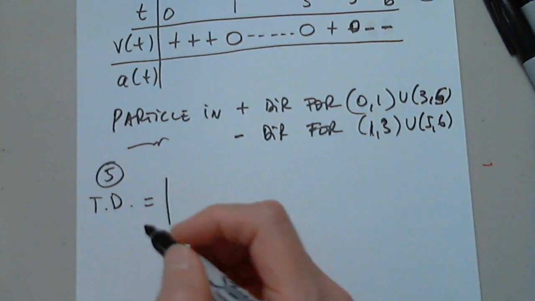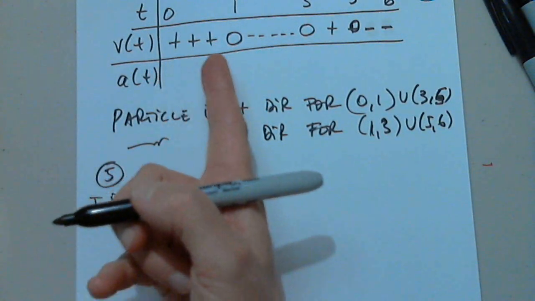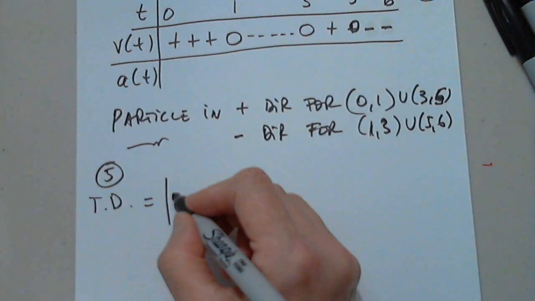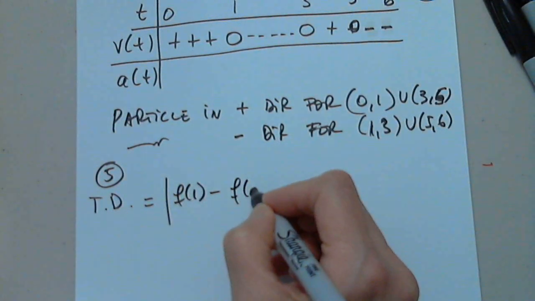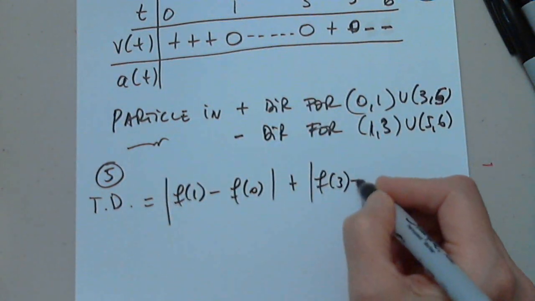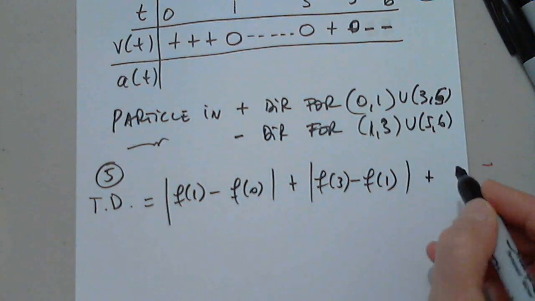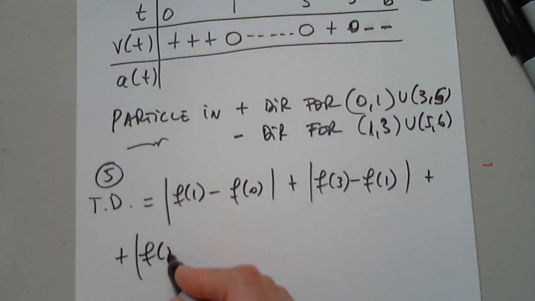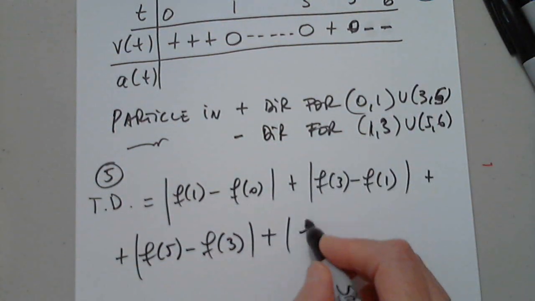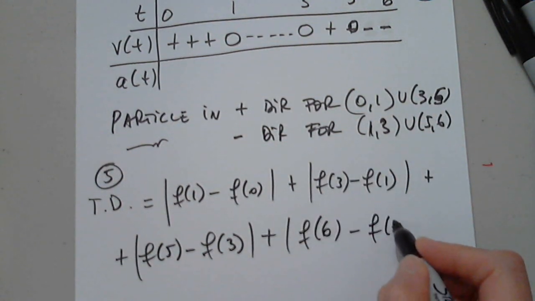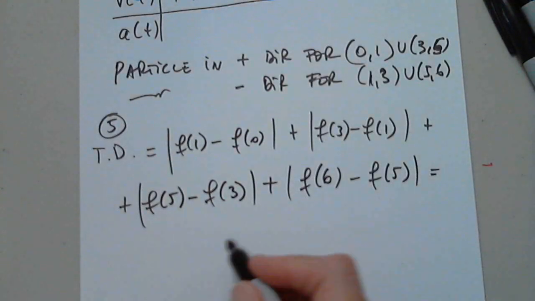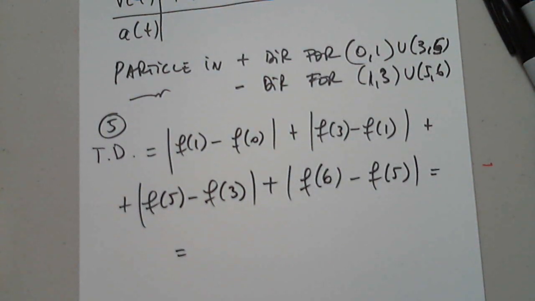TD equals the absolute value of S of 1, was it F? It was F, yes. F of 1 minus F of 0, plus F of 3 minus F of 1, all in absolute value, plus F of 5 minus F of 3, and plus F of 6 minus F of 5. Now we have to put in all these values in the graphing calculator and determine the value.